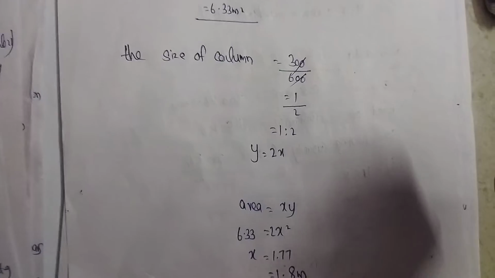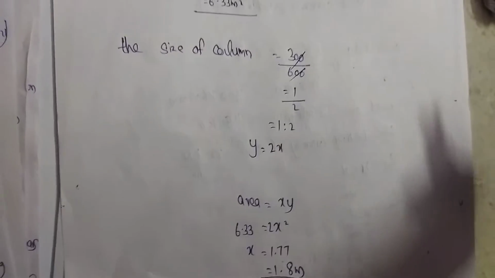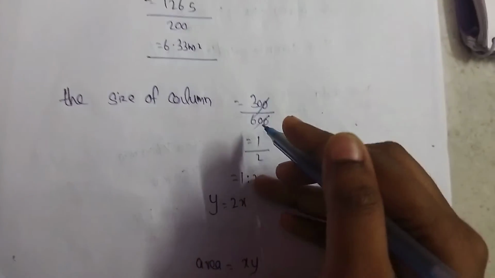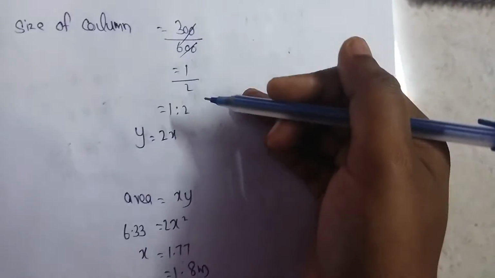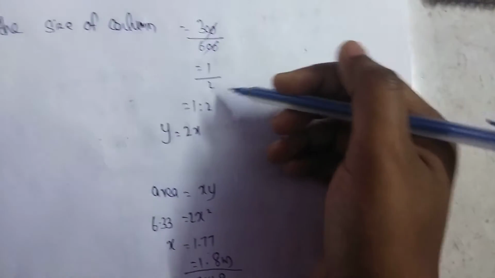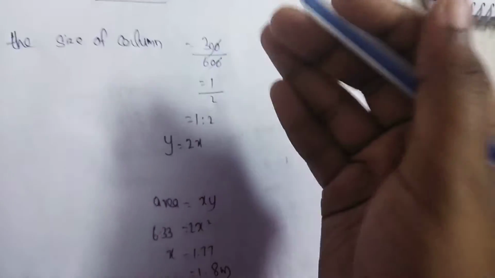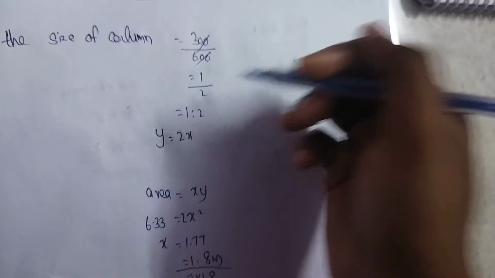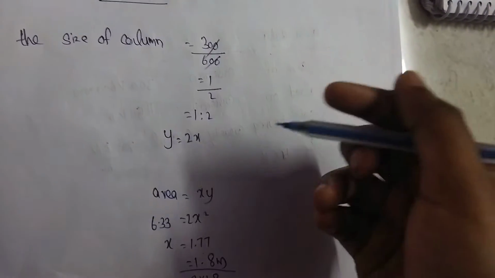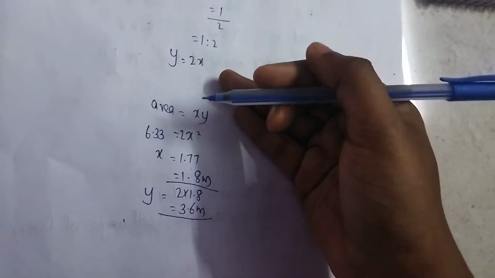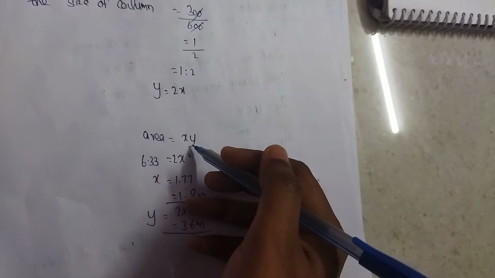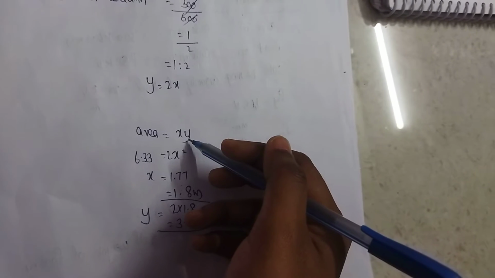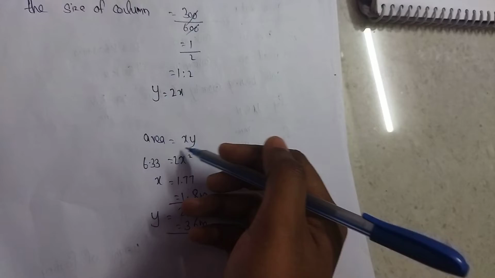We want to know the size of the footing. So first we take the size of the column. The size of the column ratio is 300 by 600, that is 1 by 2. So we assume that the column size ratio is the same as the footing size ratio. So 1:2, then y equal to 2x. We know that area is equal to length into breadth. Assume the length as x and y as width, then x into y.